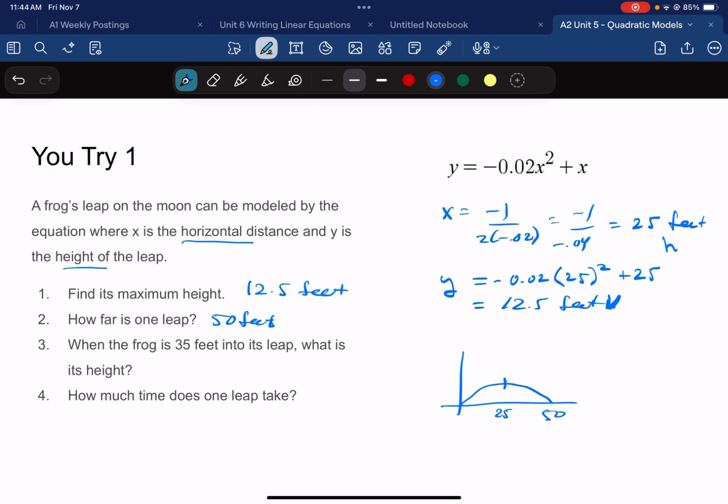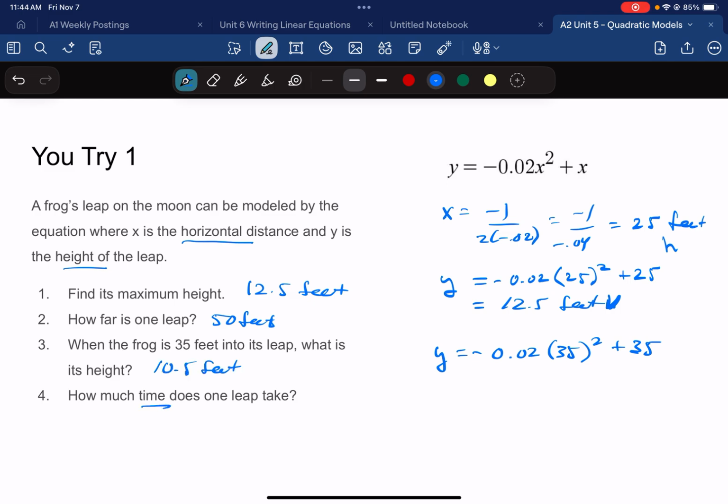So when the frog is 35 feet into its leap, what is its height? Well, that's giving you an x and just asking for a y. I just need to plug that x value in and figure out what y is. So y is going to be negative 0.02 times 35 squared plus 35. So 35 squared times negative 0.02, and so that's going to be 35 minus 24.5, which is 10.5 feet high.